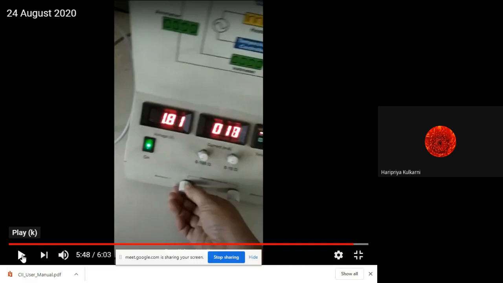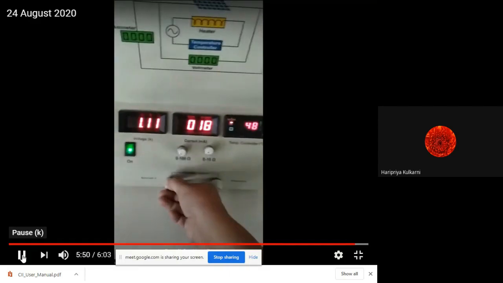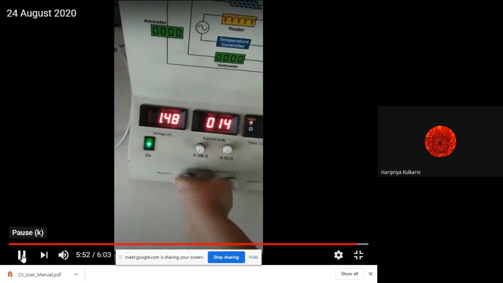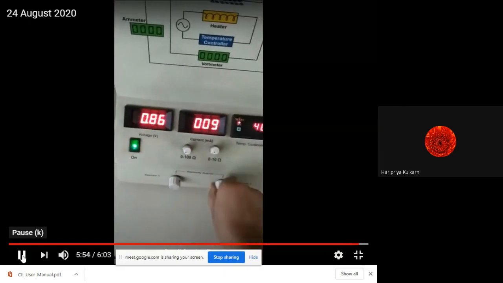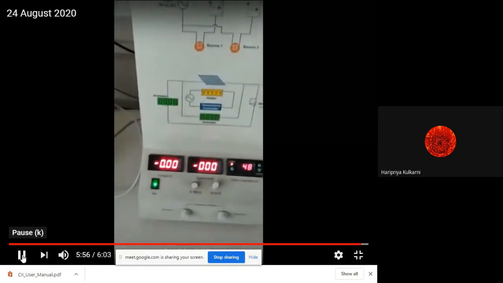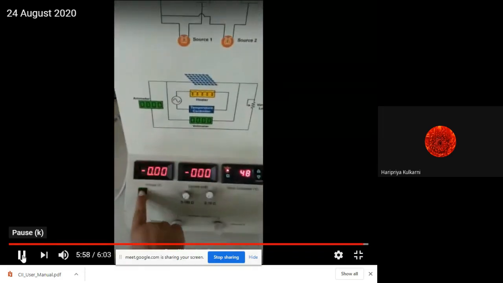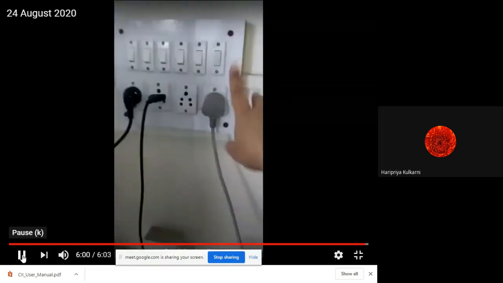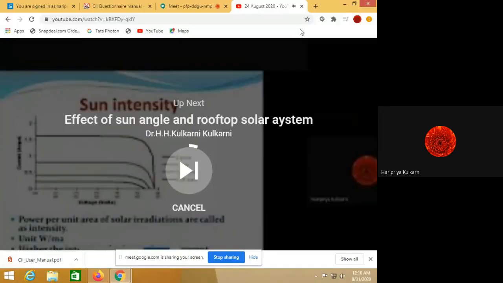Now you have to make the circuit off. You have to make the intensity 0 as if sun has gone, and we will switch off the circuit. So I am making it 0. This also 0 as if sun is not there. Then you can make the switch off and main switch off. Okay. This is how we have to perform the practical.